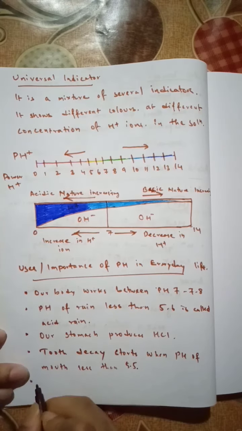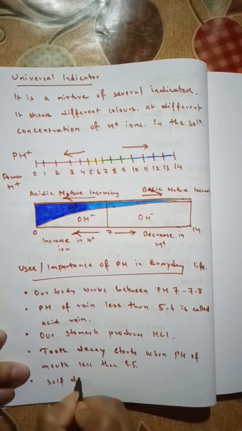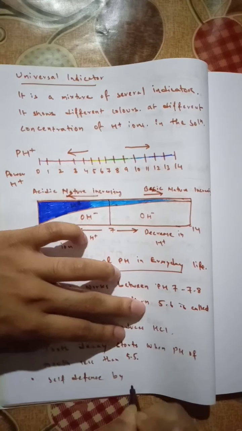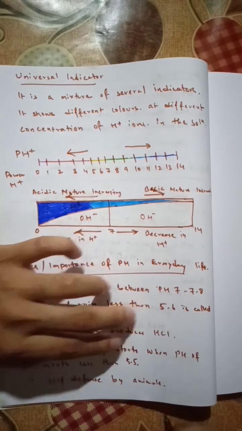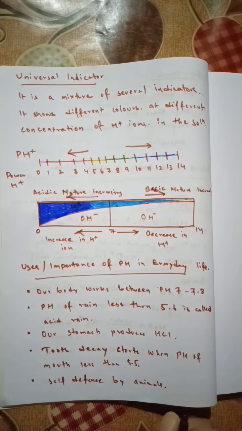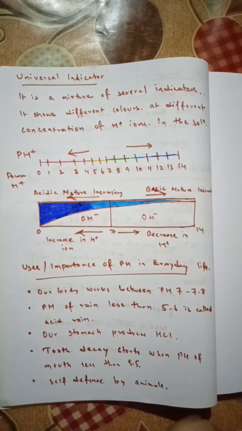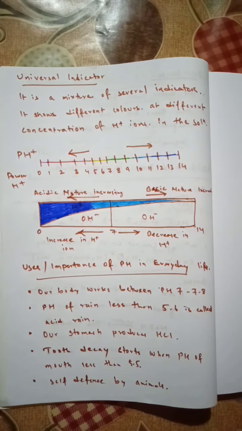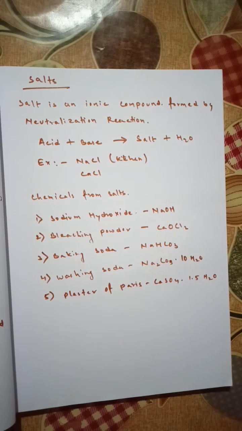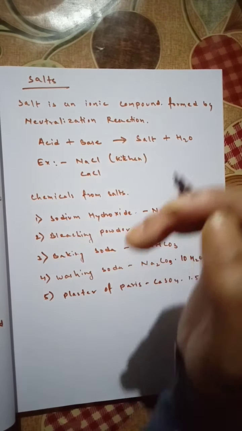Now the next point is self defense by animals. If you get bitten by a honeybee, the sting of the honeybee remains in your body, which creates severe pain. Someone can get fever and so on, which means the sting left in your body reacts with our body organs and releases methanoic acid, which creates problems for your blood cells and your body. Now we have completed our knowledge about acids and bases.